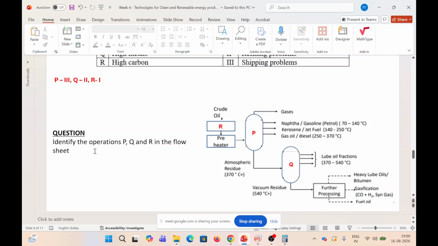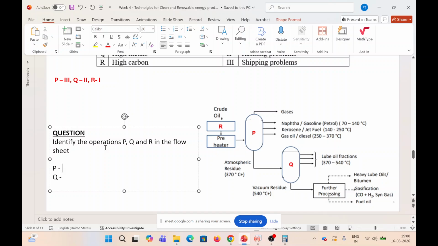So I think you should be able to get P and Q. R may be a little bit difficult. What is P and what is Q? You can see in case of P you have some atmospheric residues that is coming out, and in case of Q you can see vacuum residue that is coming out.